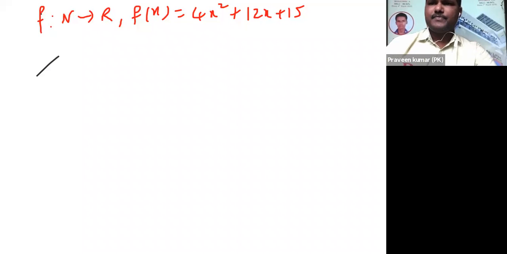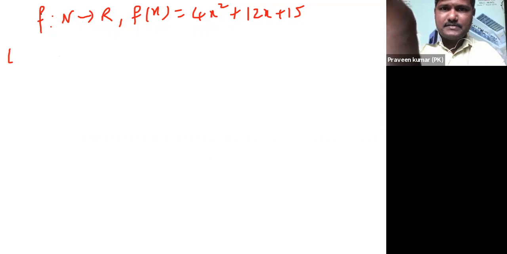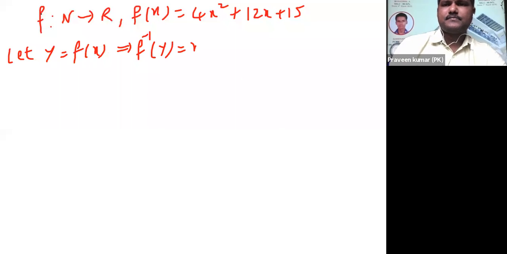Dear students, we need to find first f inverse of y. How to find f inverse? Like y is equal to f of x, that implies f inverse of y is equal to x.